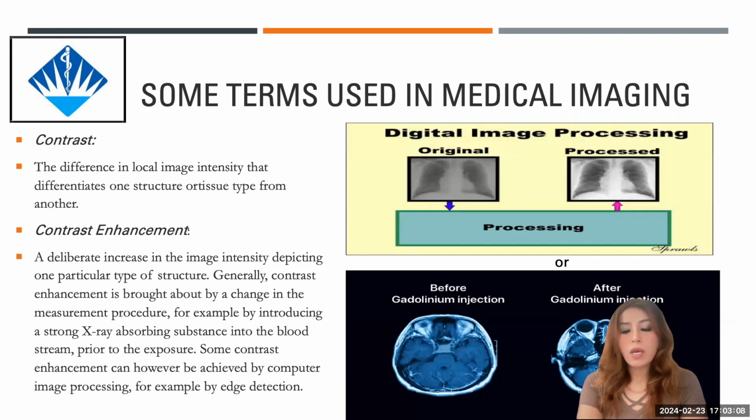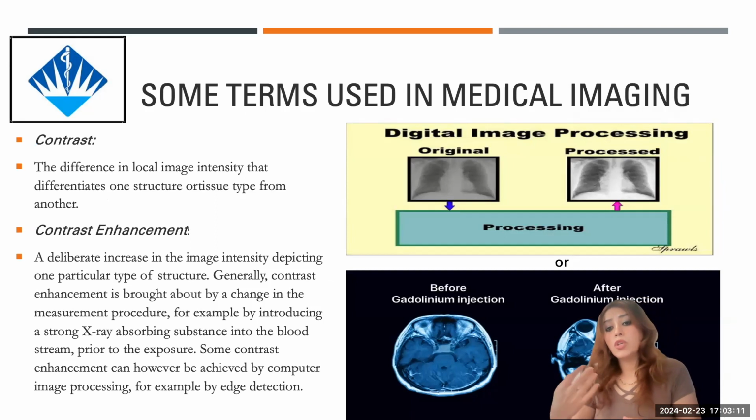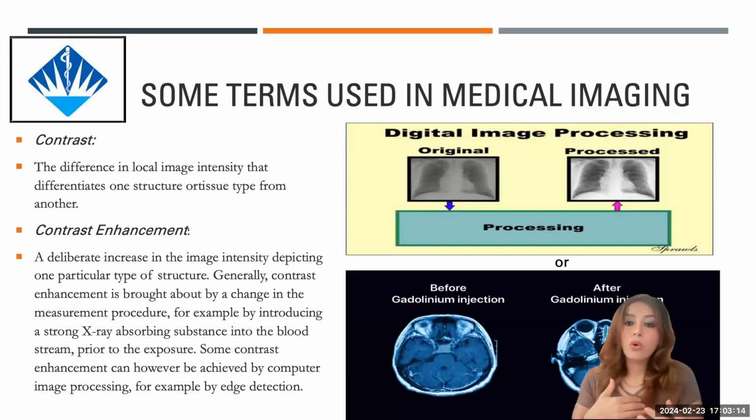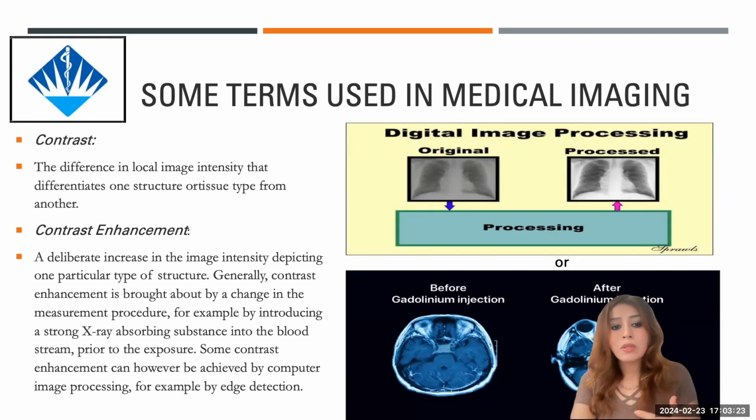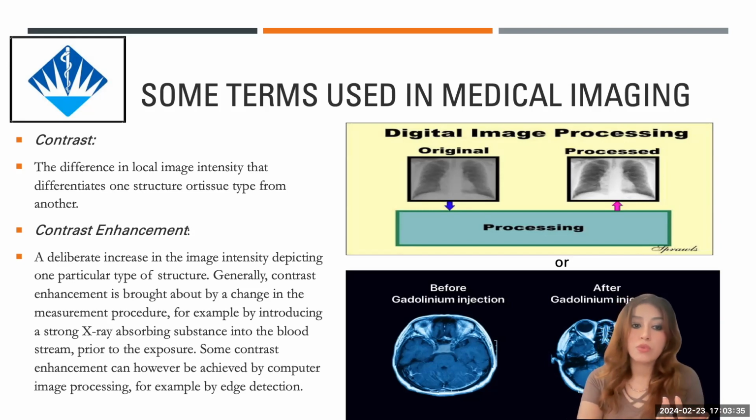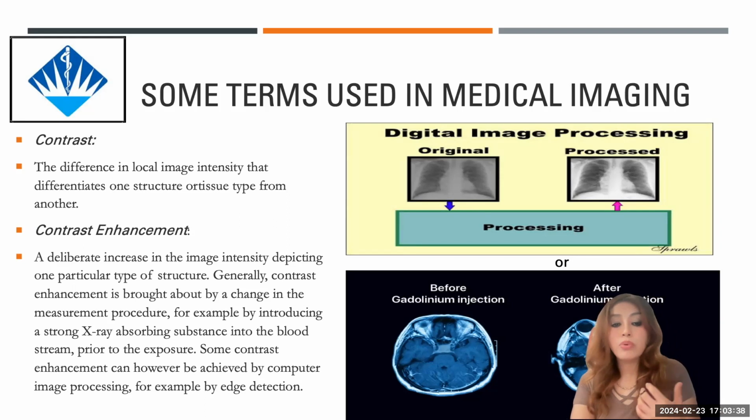Yes, contrast, image contrast: a difference in local image intensity that differentiates one structure or tissue type from another. And contrast enhancement: a deliberate increase in the image intensity depicting one particular type of structure. Generally, contrast enhancement is brought about by a change in the measurement procedure, for example, by introducing a strong X-ray absorbing substance into the bloodstream prior to exposure. Some contrast enhancement can, however, be achieved by computer image processing, as you see in the upper figure. Edge detection can be another example of this.